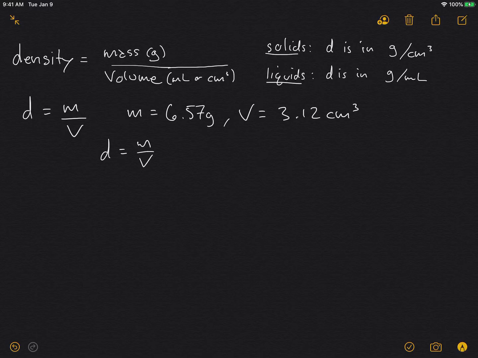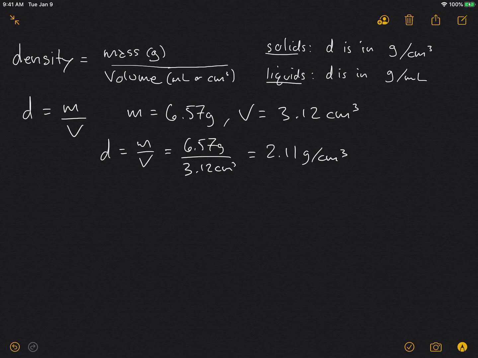Then we can calculate the density by dividing the mass by the volume. D equals m over v. We just plug in the numbers. 6.57 grams divided by 3.12 cubic centimeters. Take the ratio and pay attention to the units. 2.11 grams per cubic centimeter.